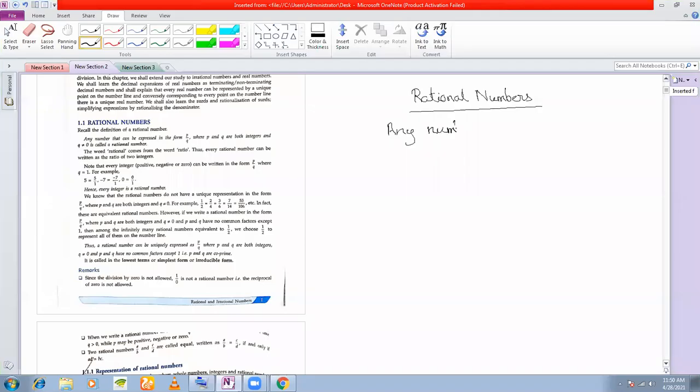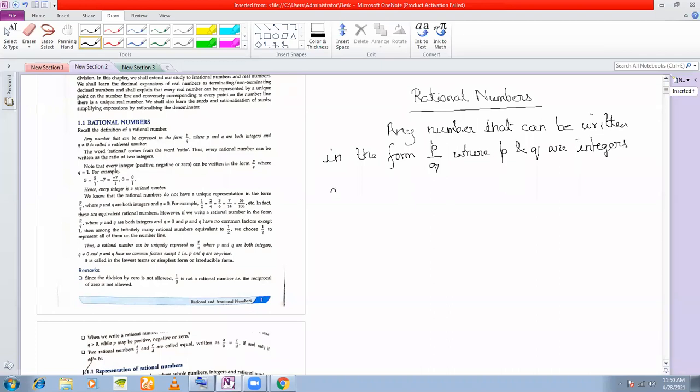Any number that can be written in the form P by Q, where P and Q are integers and Q is not equal to 0, is called a rational number. Okay. Examples.